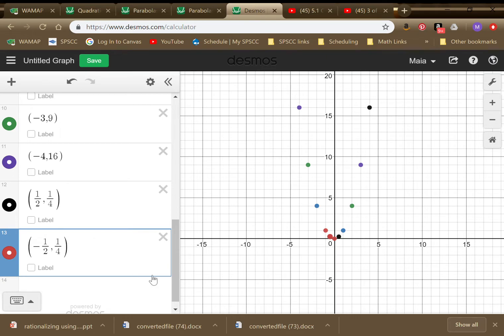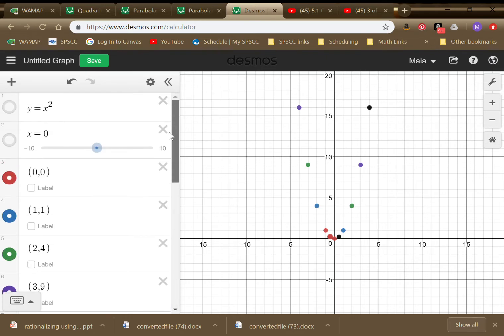Let me turn it on. So there's a whole bunch of points. If I go back up here and turn on my y equals x squared, that's what the full graph looks like. So if you plotted every single point that makes the equation y equals x squared true, you get this cool parabola shape. So y equals x squared is kind of this U-looking shape, not really a U, but kind of U-ish, and it is called a parabola.